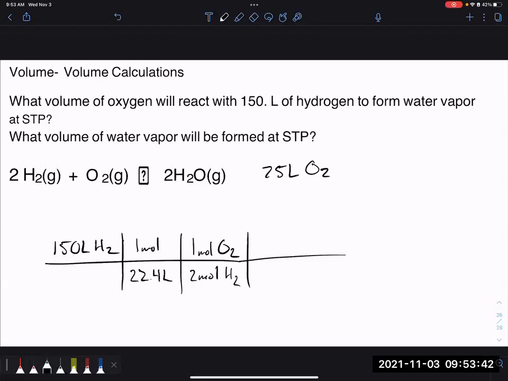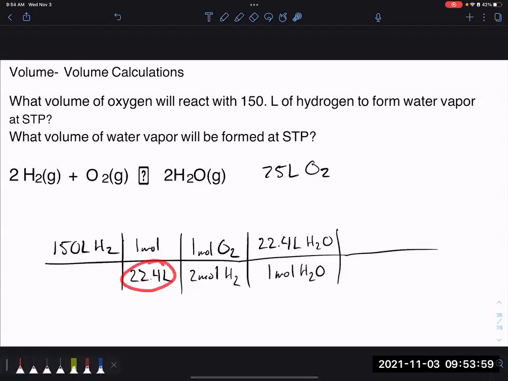So if we're going to convert back to volume, it's now going to be 22.4 liters H2O to 1 mole. So you can see we're going to divide by 22.4, and then we're going to multiply by 22.4. And so those are going to actually cancel out. This doesn't matter, this doesn't matter. Because then the only thing that matters is that we have this 1:2 mole ratio of oxygen to hydrogen.